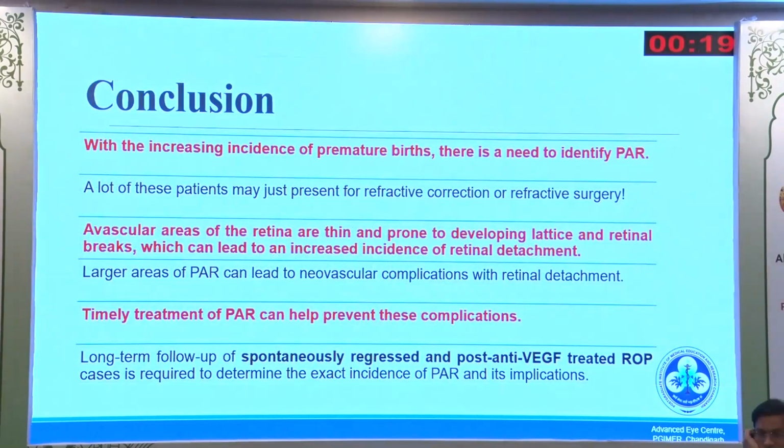So to conclude, with the increasing incidence of premature births, there is need to identify this entity known as persistent avascular retina. Avascular retina is prone for development of lattice and breaks that can lead to retinal detachment, and timely treatment of these can help prevent these complications. Thank you.